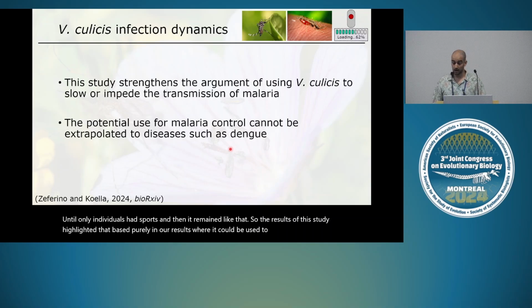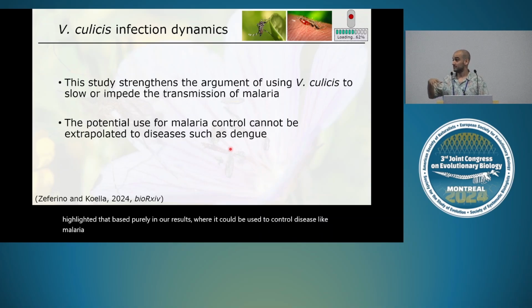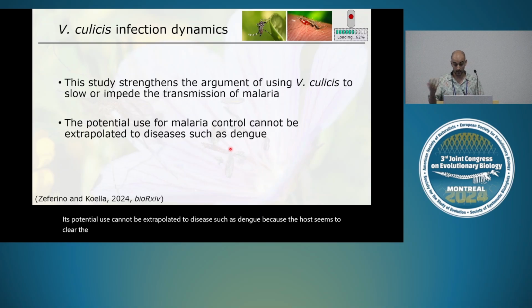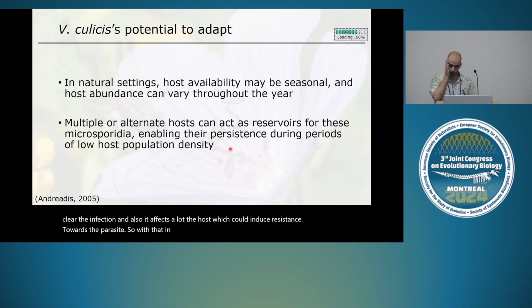So the results of this study highlighted that, based purely on our results, Vavraria could be used to control disease like malaria, but its potential use cannot be extrapolated to disease such as dengue because the host seems to clear the infection. And also, it affects the host a lot, which could induce resistance towards the parasite.